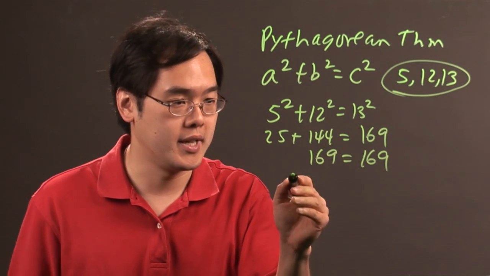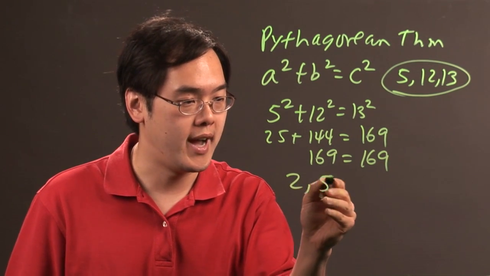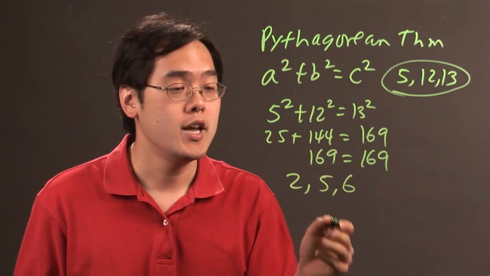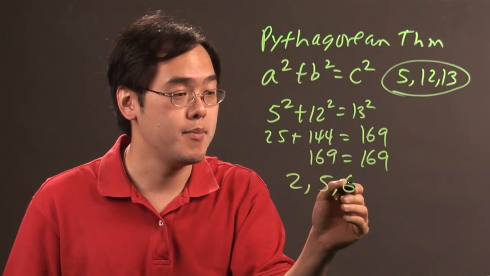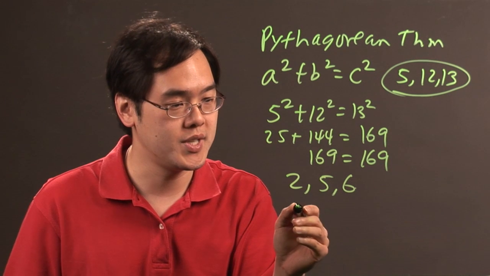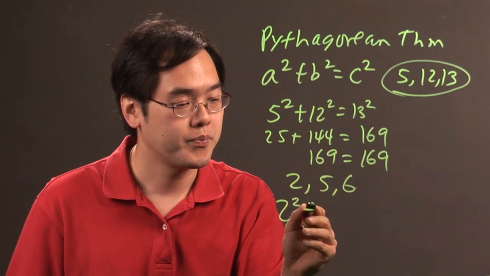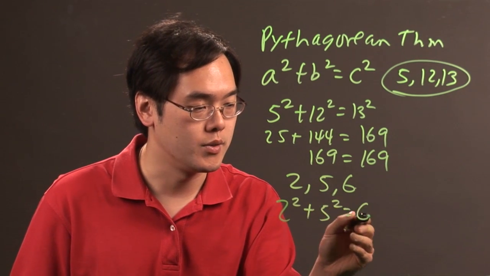Now, if you have something like 2, 5, and 6, hypothetically, to verify whether or not they make a right triangle, you plug those in. Again, make sure the 6 goes in where the c is. So you have 2 squared plus 5 squared is equal to 6 squared.